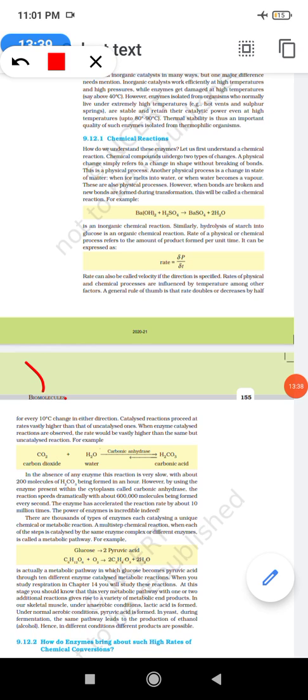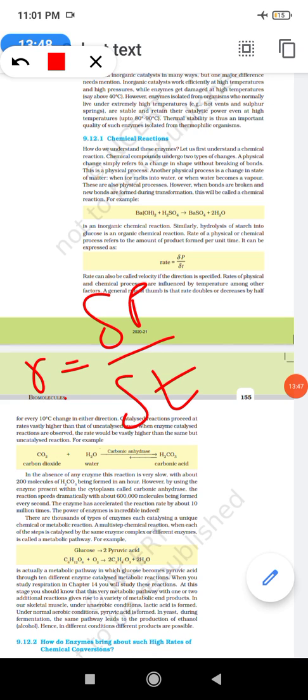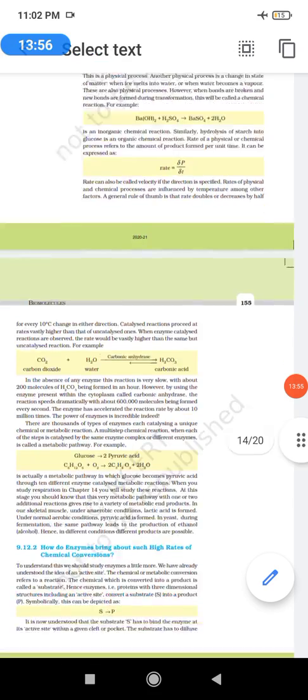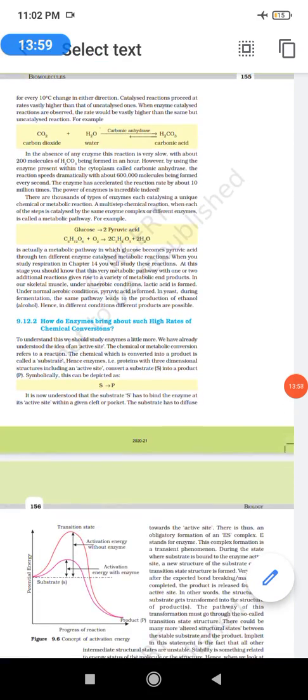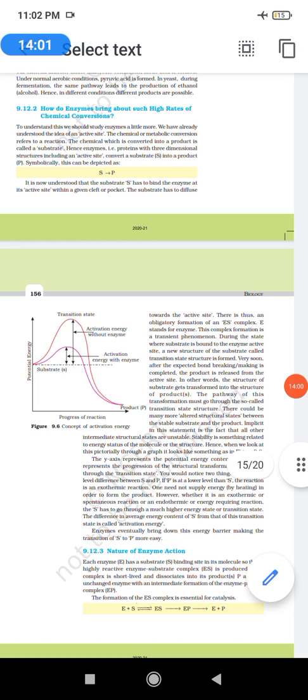So there is a rate of reaction, that is the change in the product formation per second, so per unit time. So that is the rate of reaction. Fine. And now we have how enzymes bring about such a high rate of reaction.